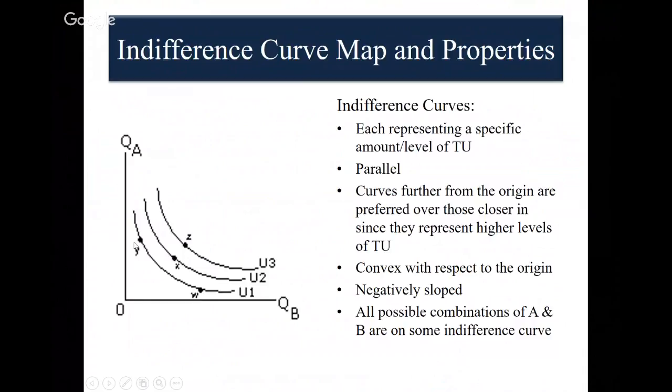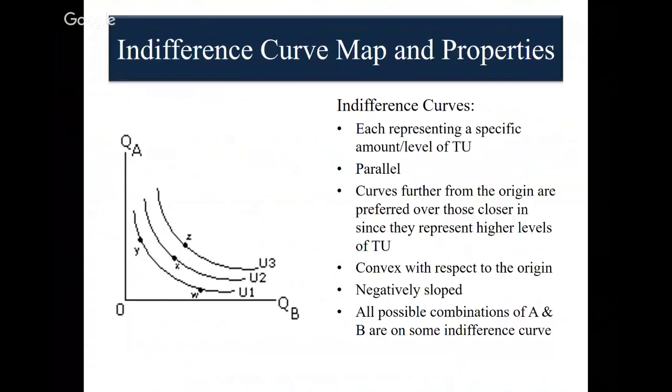Class, every point you see here has a certain amount of product A and a certain amount of product B. We've also got these 3 indifference curves. Each indifference curve represents a specific level of total utility. So the thing is, on indifference curve U1, any combination of the two products that is on Indifference Curve U1 is on the same level of total utility.